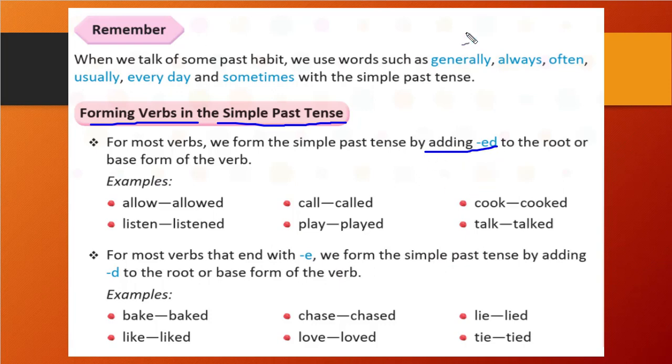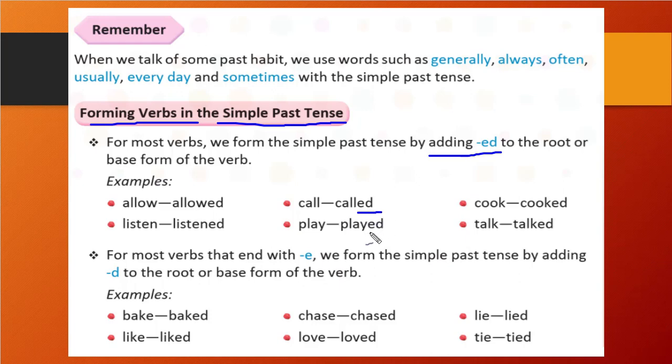Right? Most of the words we make by simply adding ed. You should remember this. Most of the verbs are formed with ed, like you can see in the example, added to the root or base form. The root form is call, C-A-L-L, and the past tense form is called, C-A-L-L-E-D. You can see here we have added ed.